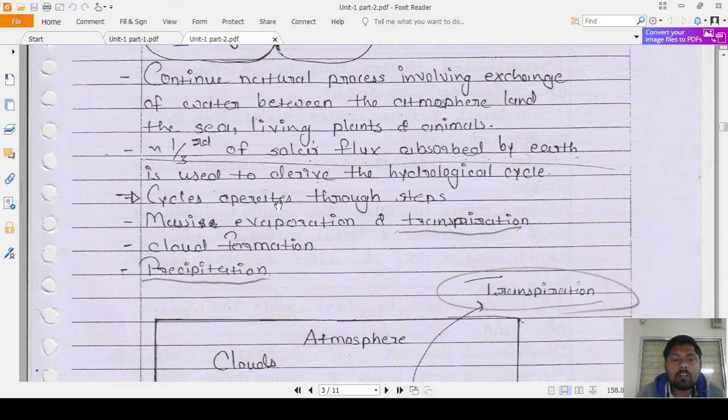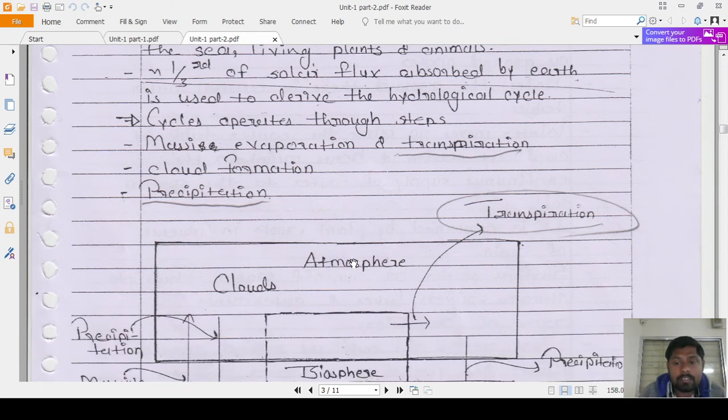The cycle operates through steps: massive evaporation, transpiration, cloud formation and precipitation. So, these are the main steps involved in the circulation of water, that is called the hydrological cycle. Keep in mind those processes, it is important for MCQ purposes, which processes are involved in the hydrological cycle. One MCQ is that transpiration and precipitation are part of the hydrological cycle. Okay, massive evaporation, transpiration, cloud formation, etc.